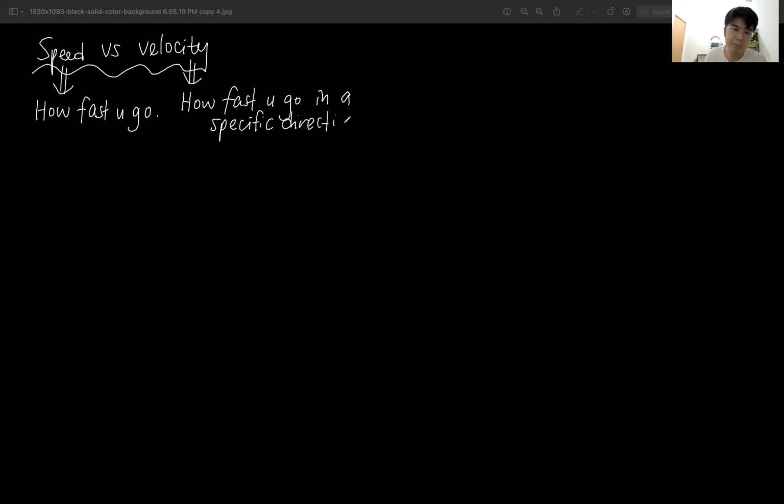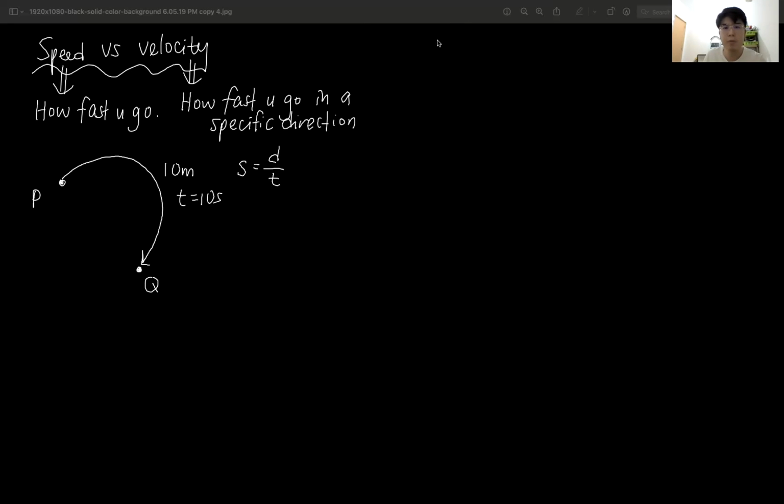Let me give you examples. Suppose that there is a particle, an object starting at point P, and it goes like this till point Q. It travels in a curved path that has a length of 10 meters and it takes 10 seconds to reach here. To calculate the speed of the object, you know how to calculate it. Speed equals distance over time.